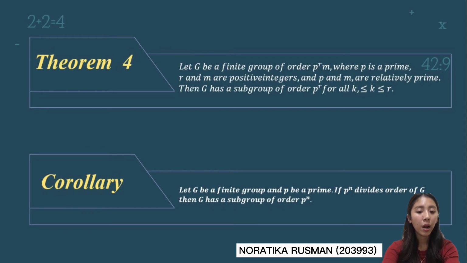And r and m are positive integers, and p and m are relatively prime. Then G has a subgroup of order p to the power k for all k between 0 and r. We were also given a corollary: let G be a finite group and p be a prime. If p to the power n divides the order of G, then G has a subgroup of order p to the power n.